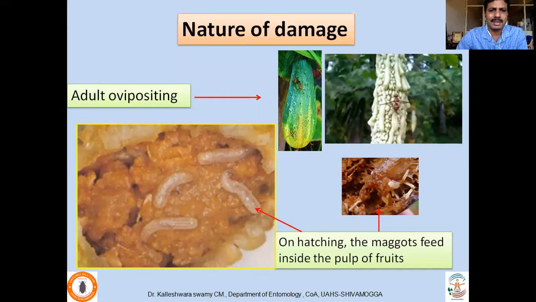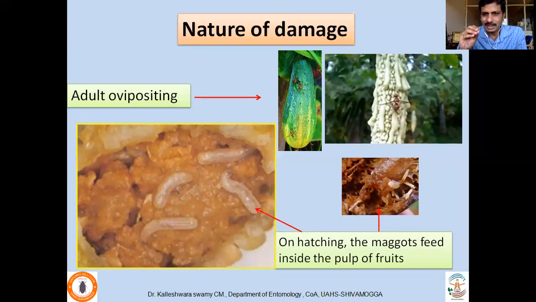Regarding the nature of damage of these fruit flies, usually the adults come and lay eggs in the fruits with a very well developed ovipositor, which punctures the fruits and lays the eggs. That may cause ovipositional damage. Wherever it is punctured, there will be a small hole, and from there a brown viscous fluid may come out. Thereby you can identify the ovipositional damage.